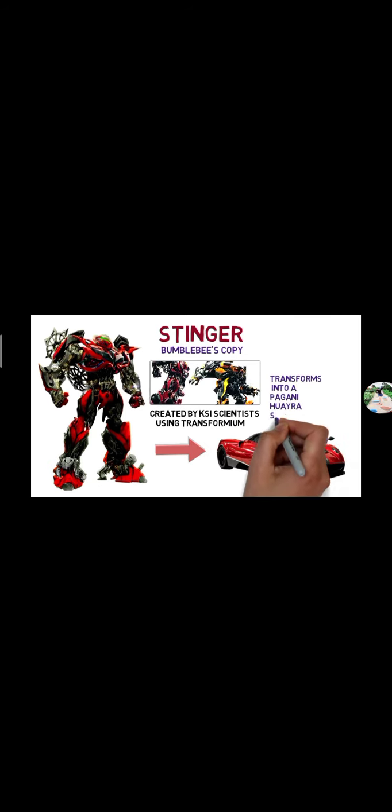There's also that evil copy of Bumblebee known as Stinger. This Transformer was created by human scientists from the company KSI using the transformium that they found. Stinger here transforms into a Pagani Huayra, an Italian sports car.